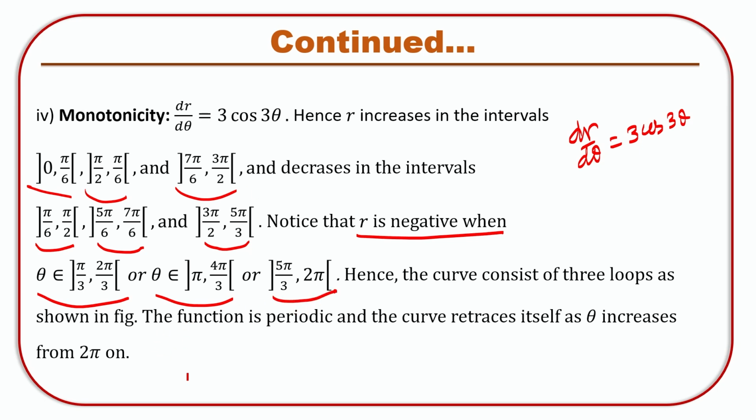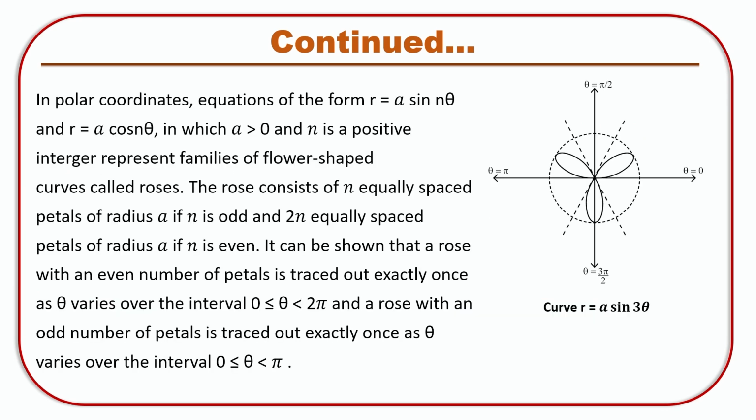So, these are the monotonicity results, hence the curve consists of 3 loops as shown in the figure. The function is periodic and the curve retraces itself as theta increases from 2 pi onwards. Here it is. So, there are 3 loops as we had seen here, and these lines separate the whole curve into the 3 loops.